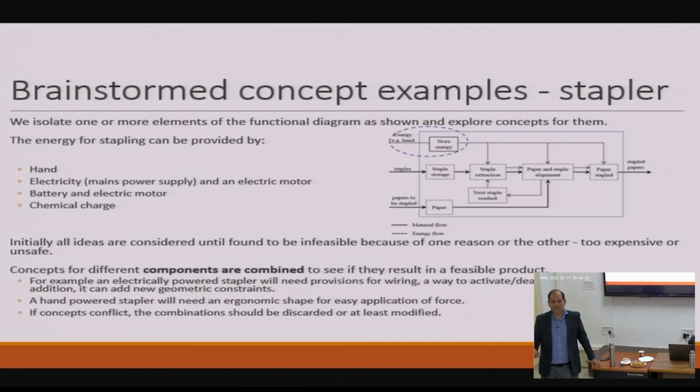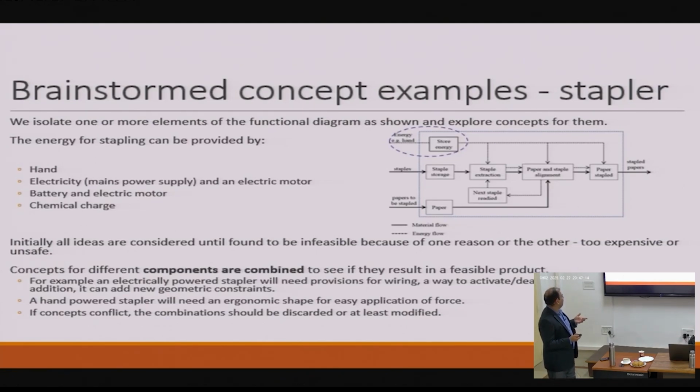So if you have an automated stapler that is electrically powered and so on and so forth, you now have to think about, okay, if it's electrically powered, then you need provisions for wiring and a way to activate and deactivate the motor. And then now you have geometric constraints, right? So you cannot make it super tiny. Some staplers I've seen are really small, but if you start adding electromagnets and wiring and switches, it's not going to be a small stapler anyway. And then hand-powered staplers will need to be ergonomic, to the point that was made earlier, that if it's ergonomic, it's easy application of force too, right?